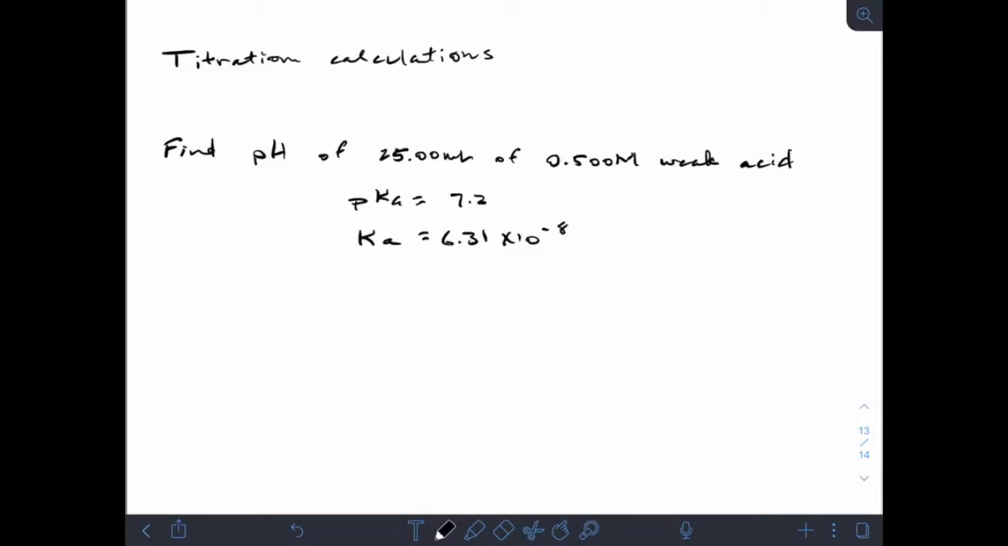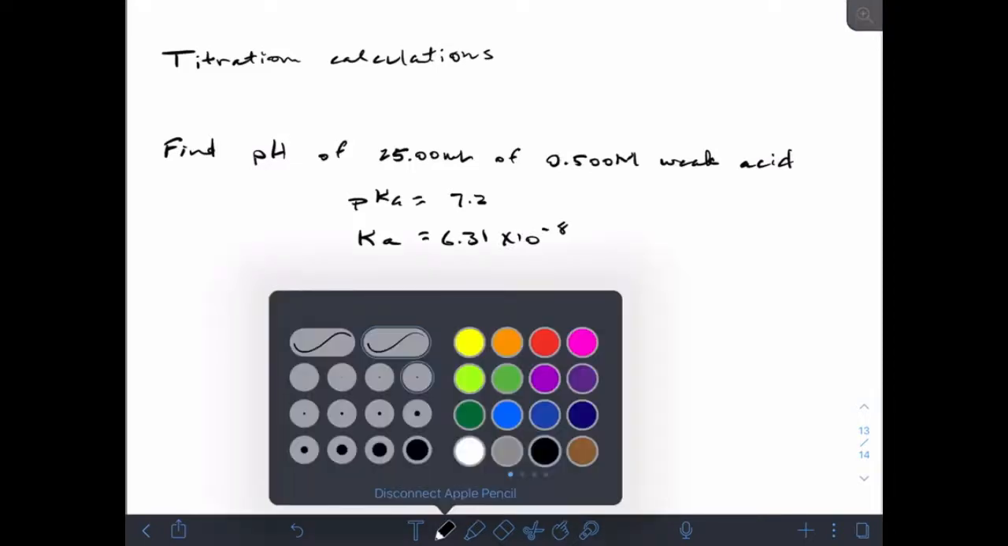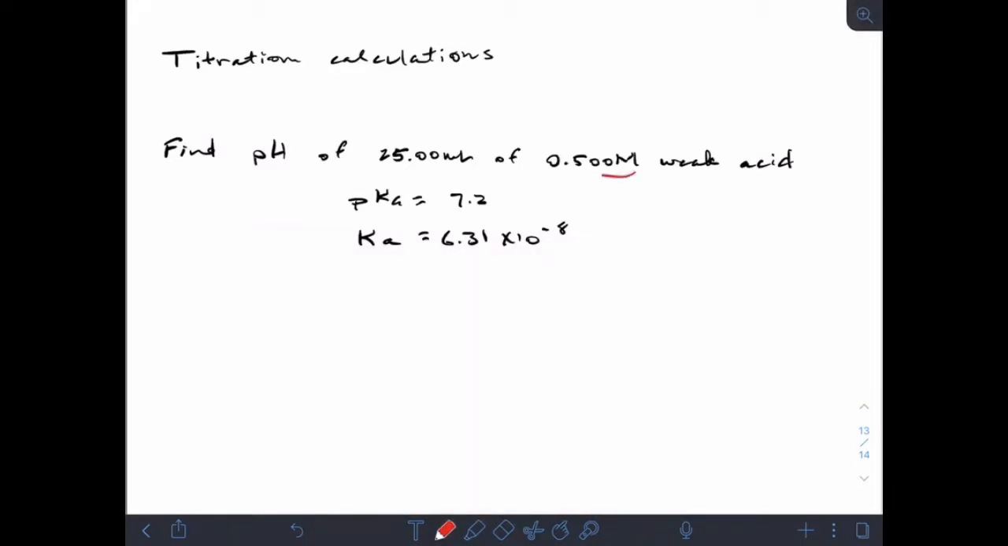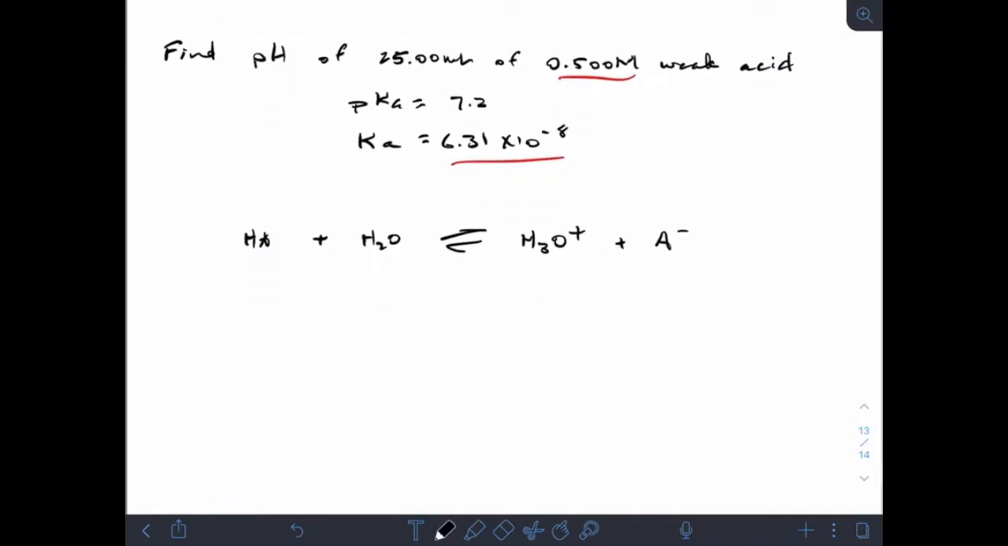Okay, so right away we can take notice of the fact that our concentration is much, much larger than our Ka. So when we do this first step, we can assume that X is small. We can simplify our math. All right, so we're just dealing with a generic acid. So I'm going to write the generic acid equation, HA plus H2O gives us H3O plus and A minus. Right? So we're starting with 0.5 molar weak acid.